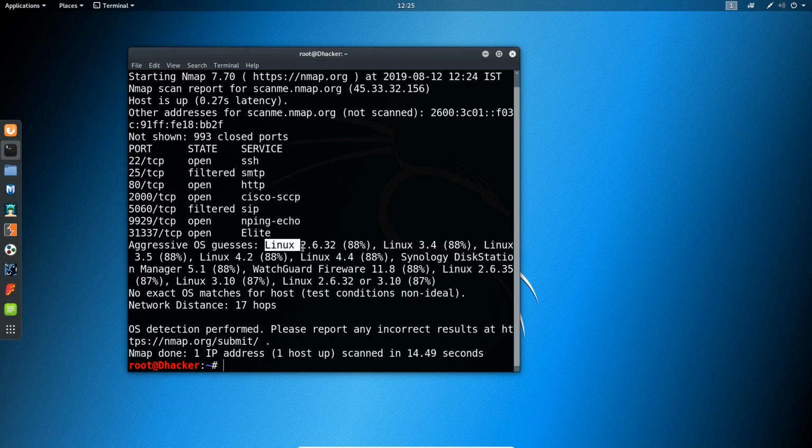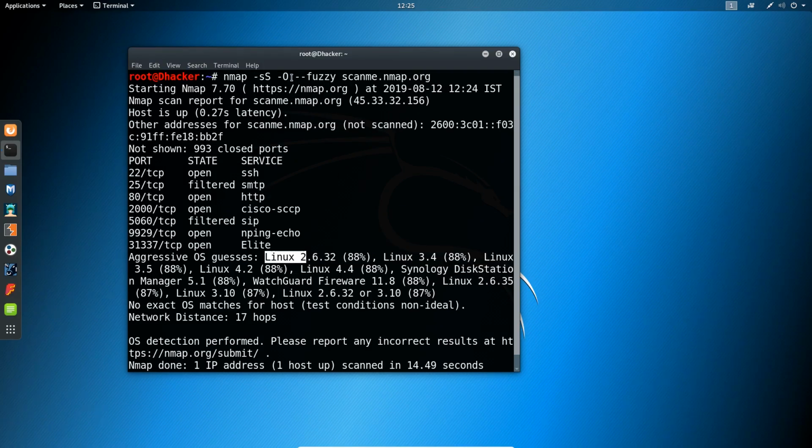So in this way, using the fuzzy command, we can tell Nmap to try to detect, based on the scan result, what operating system is running on the target machine. You can see it has shown the percentage. So you can try this command if you are not getting the exact information you are looking for.